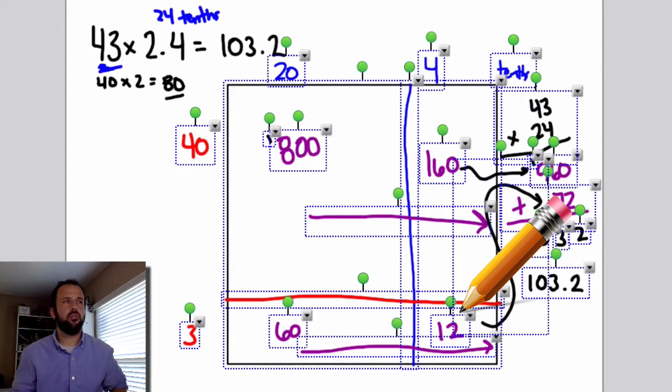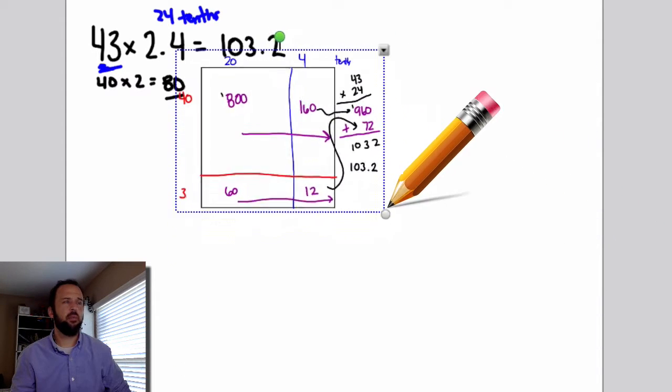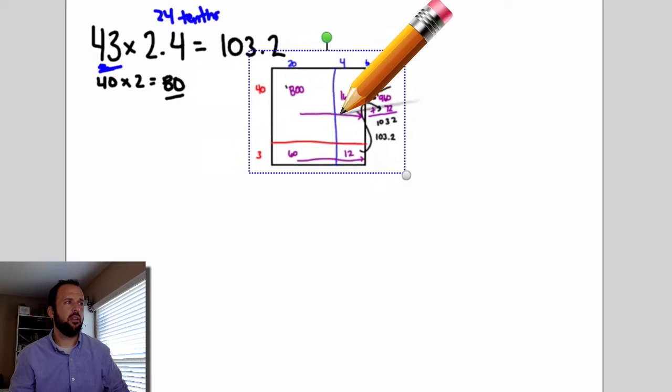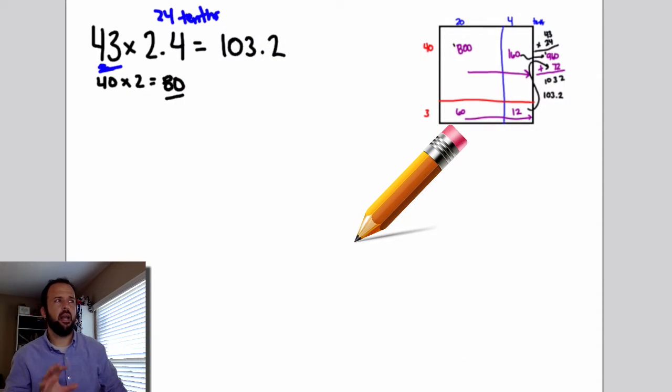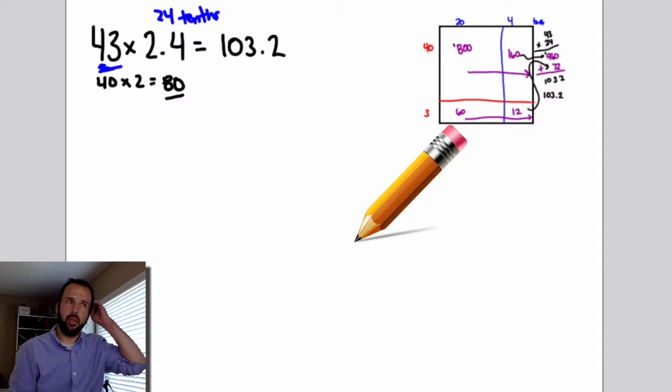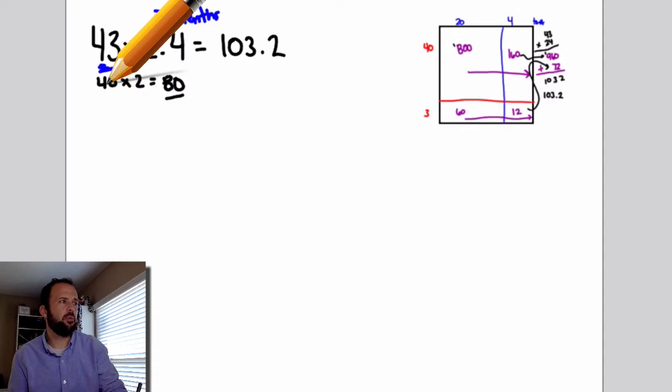What I'm going to do first is keep the work that we did here as our partial product in our area model. And I want us to compare it with the work that we do using the standard algorithm. So let's walk through the standard algorithm steps together and see what we come up with.